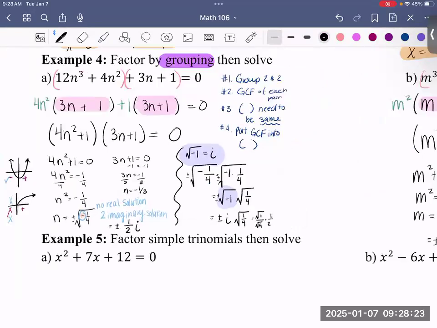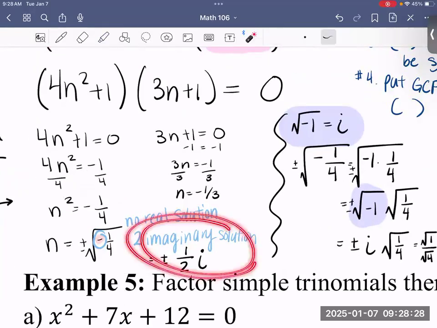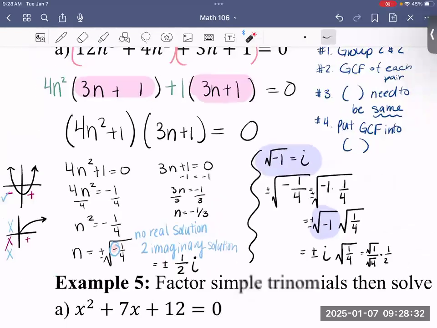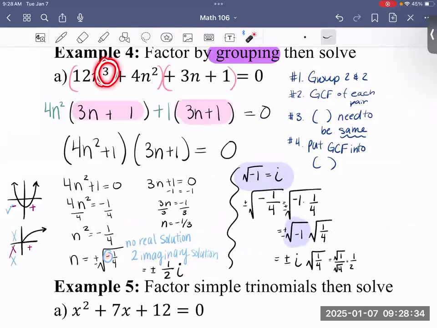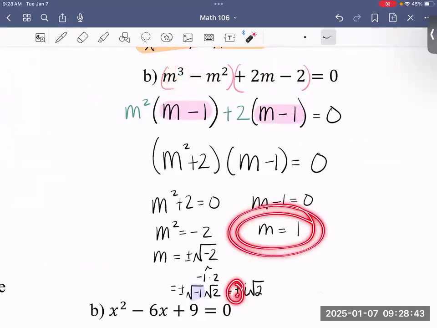Now, how many solutions do we actually have? Well, we said we have 2 imaginary, so that's 2, and then we have 3. But we're not working with a quadratic. Instead, we're working with a cubic. So it's okay to have 3 here. Same thing over here. We're working with a cubic. You have 1, 2 from the plus or minus, and then the additional 1.